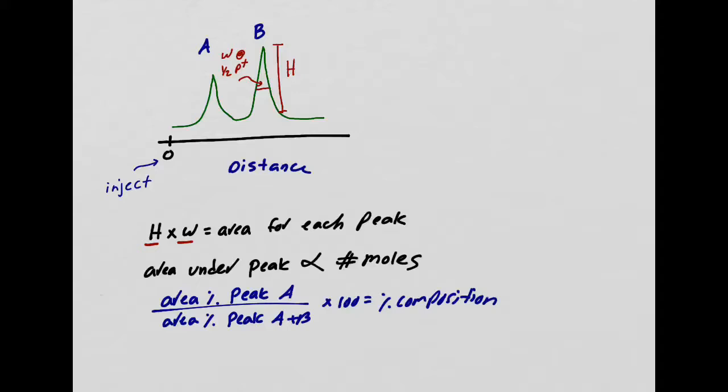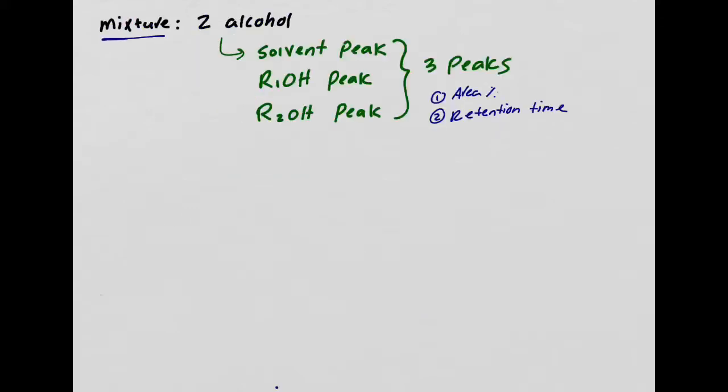So far, so good? Okay, if I want B, it would be the area percentage for peak B over area percentage for peak A plus B. All right, beautiful. Now, there was another piece of information that this graph can get us. It was the retention time. Now, let's go over this retention time.